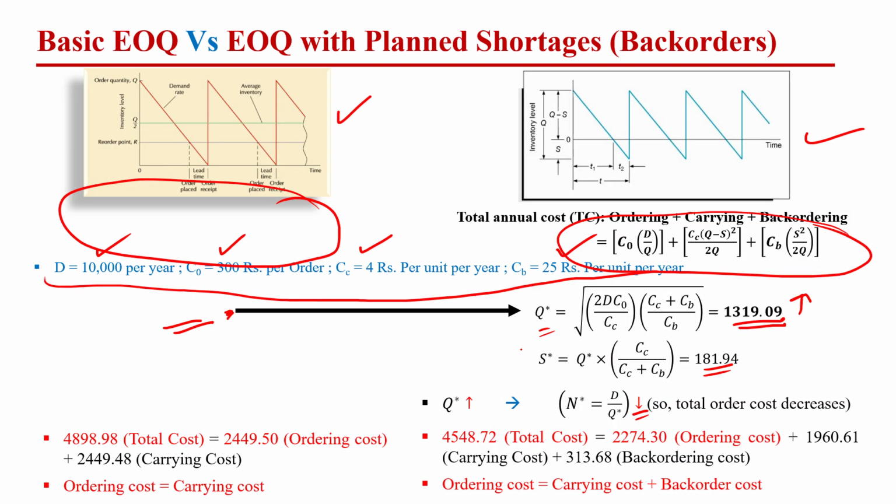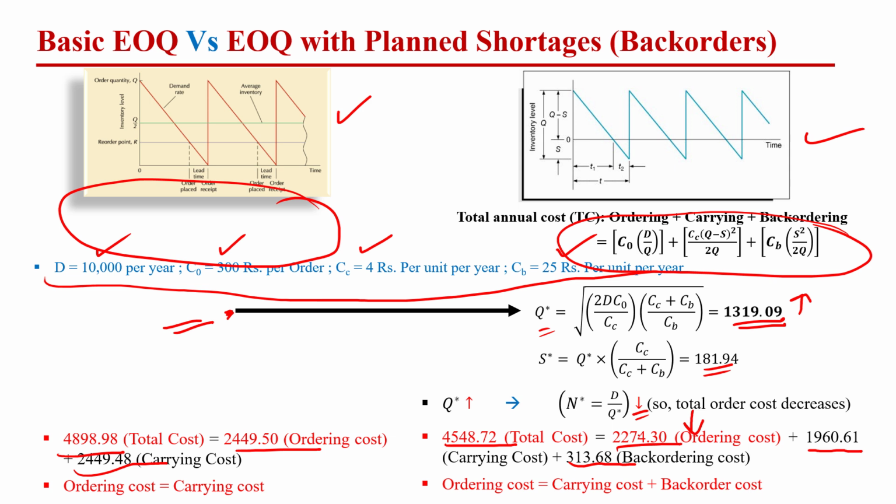Here we can see the total cost is this one, whereas in the basic EOQ model the total cost is this one. This is the order cost, and as we can see, the order cost is reduced. Here we have the carrying cost, which is going to be equal to this one, but this is the back order or the shortages cost.